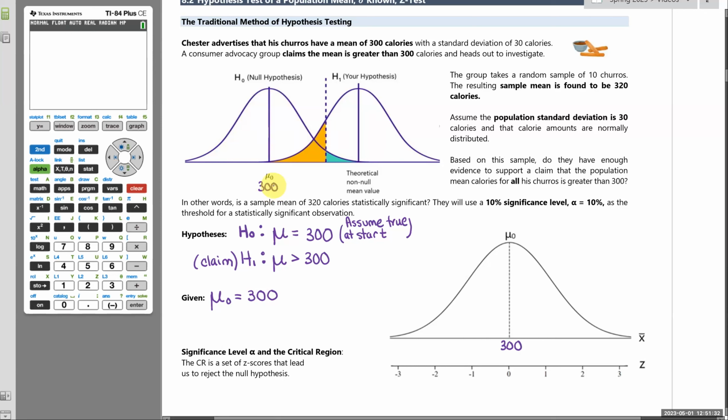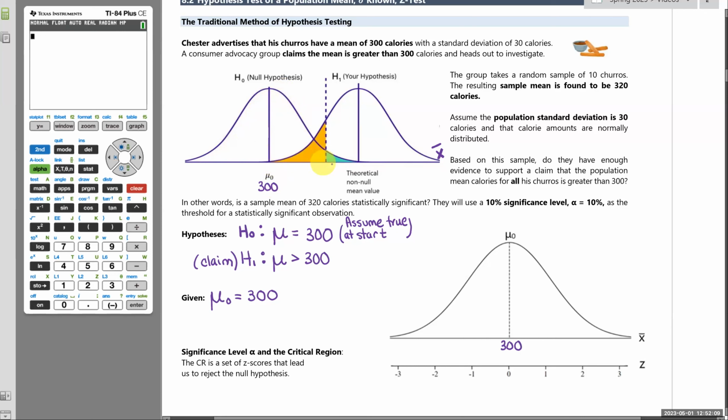And then they go out and get data, and I'm going to label this axis over here, they're going to look at sample data, and they're going to figure out where their sample mean falls relative to 300. So if they think that the mean is higher than 300 for the whole population, then when they take a sample, if the mean is higher, they should expect a sample mean significantly higher. So we're not just looking for a little bit of evidence. So values close to 300 are going to be pretty likely. So that's the idea of a bell curve.